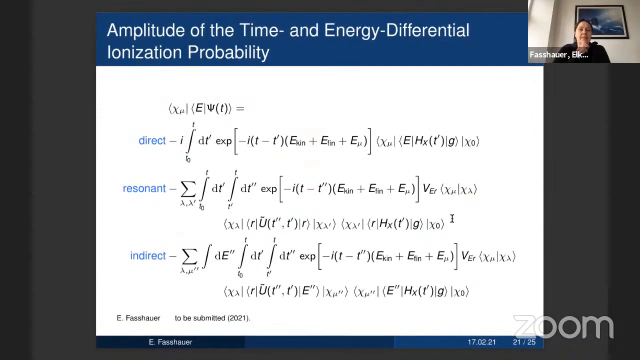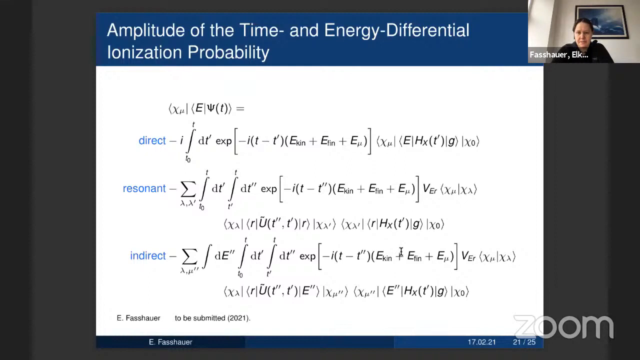We again look at the amplitude. And what we see here is that we again have a direct, a resonant, and an indirect term, but we have these innocent looking sums at the beginning of the resonant and the indirect term. And that means that we can have many channels and the contributions to the wave function can interfere to get the signal in the end.